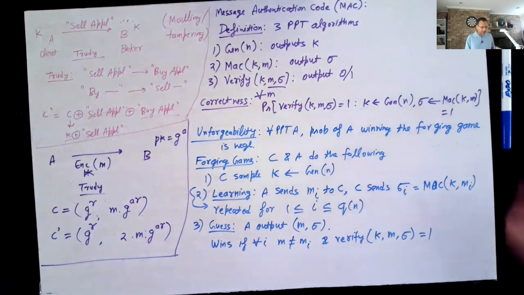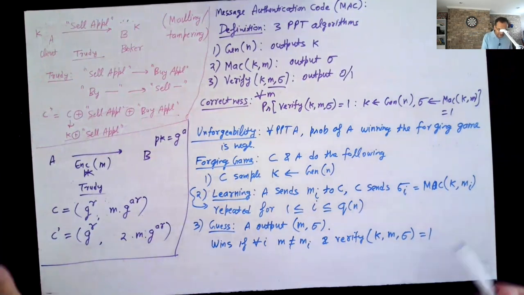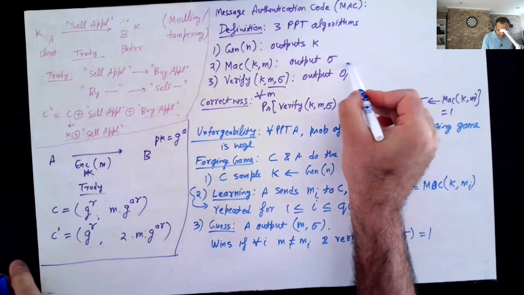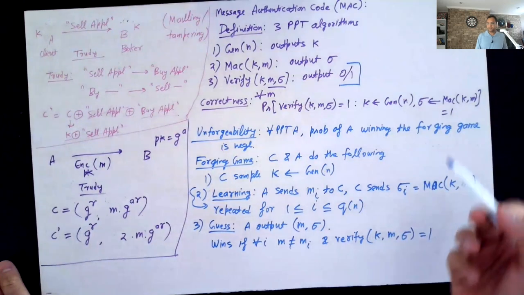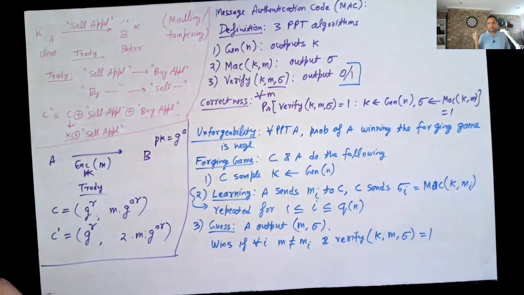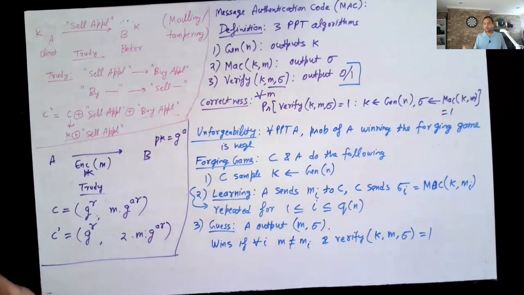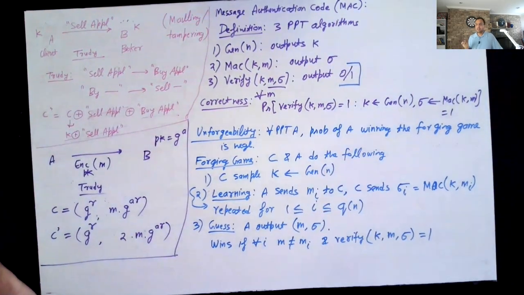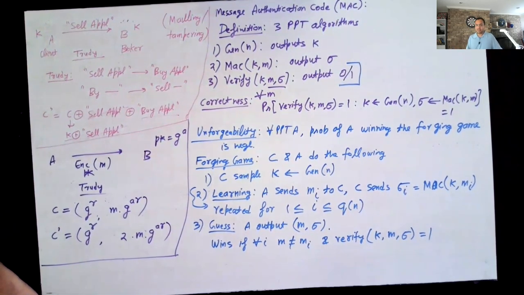So by the way, we will look at digital signatures in the next class, but very briefly, the difference between the digital signature and the MAC algorithm is this verification procedure. In digital signature, there's a public key using which anybody can verify the signature. Here you need the secret key, K, to verify. So the key for, in some sense, signing and verification is the same in message authentication codes.